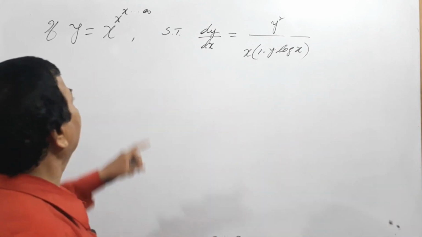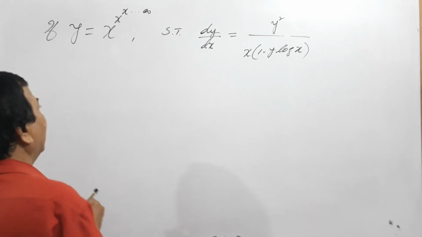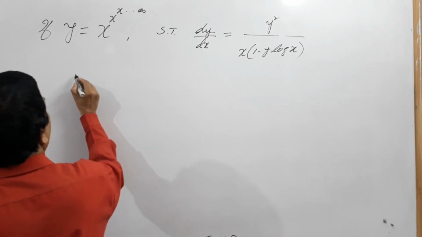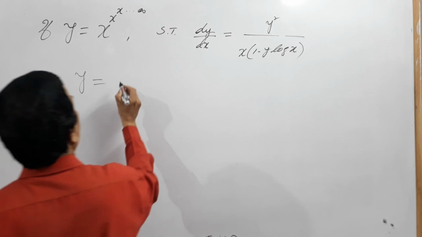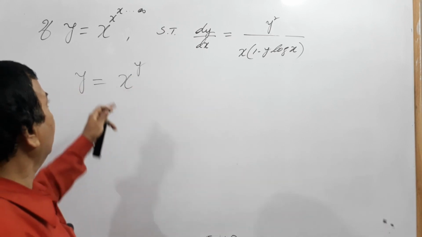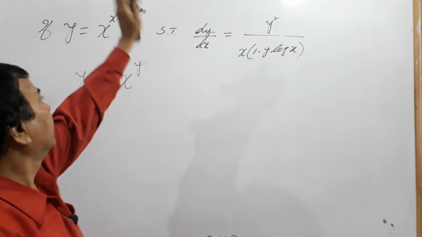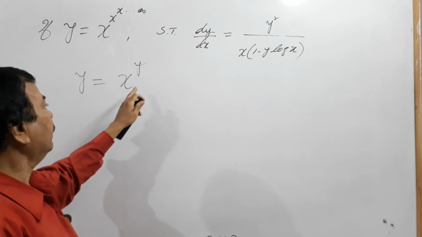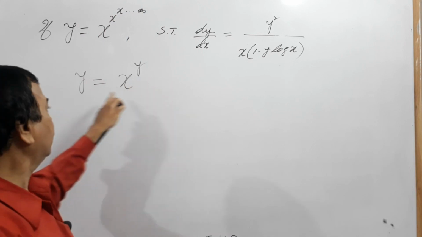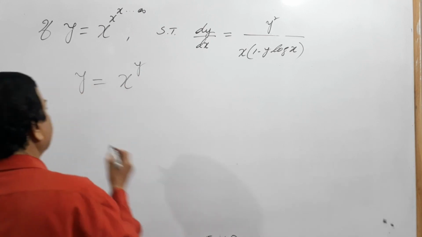Now we have been given y equals x to the power of x to the power of x. So can I write this as y equals x to the power of y? Yes, because what is y? y is x to the power of x, x to the power of x, x to the power of x till infinity. So you can write y equals x to the power of y. Now let's take log on both sides.